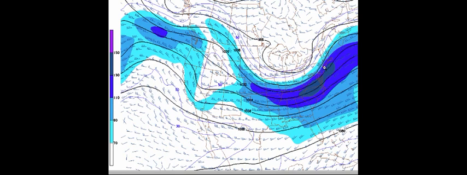So when we're forecasting winter storms, what we want to look for is where this jet streak is setting up in relation to the storm track. Another key point here: you see this right here? You see how the winds are coming together here? This is called convergence. Now, convergence is just as important in a winter storm as divergence.